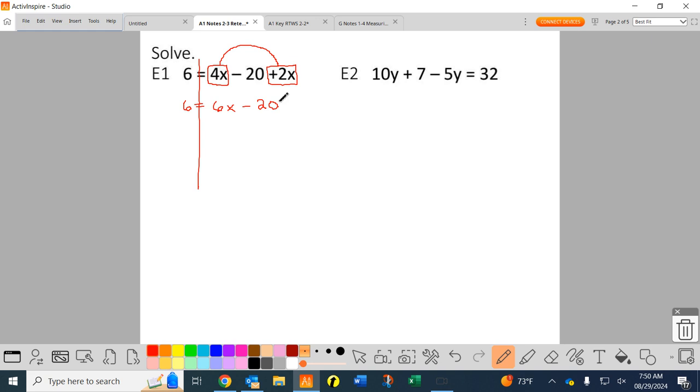From there, which number would you get rid of next? How do you get rid of a negative 20? Add 20 to both sides. So we are going to add 20. Add 20. It's going to put us at 26 equals 6x. This is now multiplication. The only way to undo multiplication is to divide both sides by 6. And that's going to leave us with the 6 canceling out.